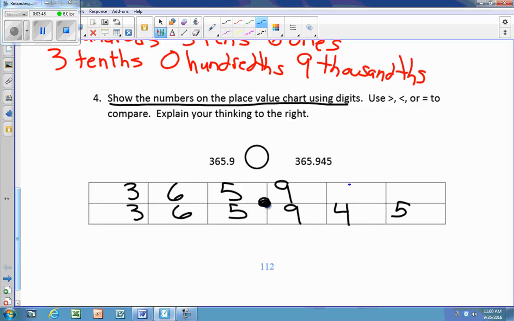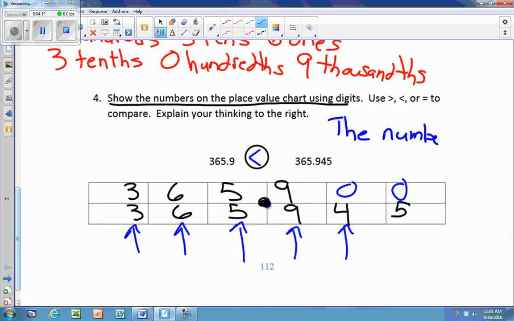Well, the first thing I'm going to do is fill in my zeros. And then I'm going to notice that the 3's are the same, 6 is the same, 5 is the same, 9 is the same, and then the 4 is larger. So I can fill it in. And I can write the numbers are the same until the hundredths place.